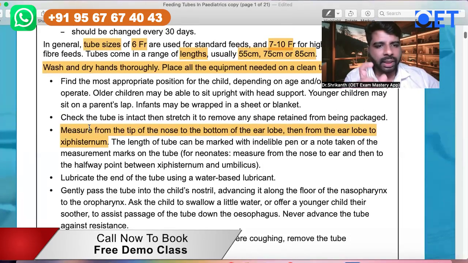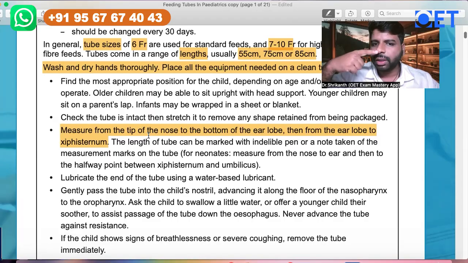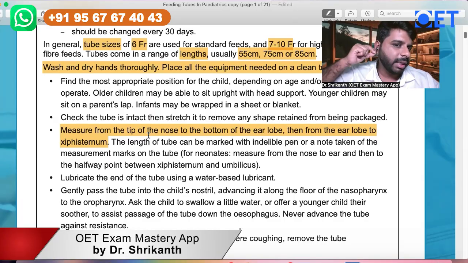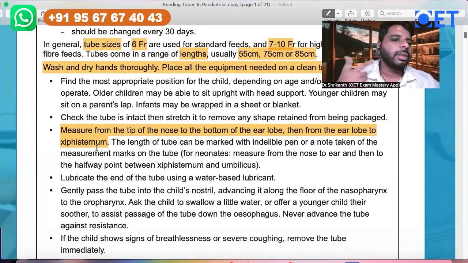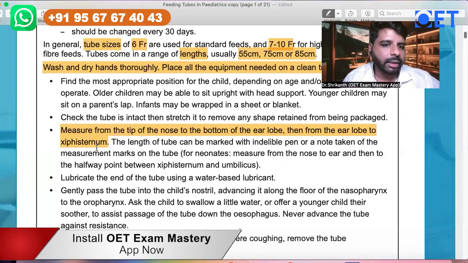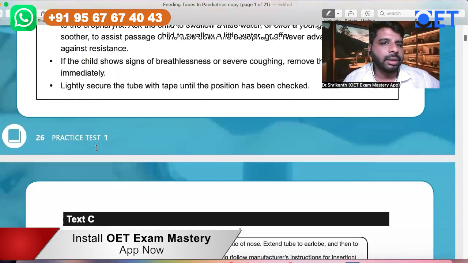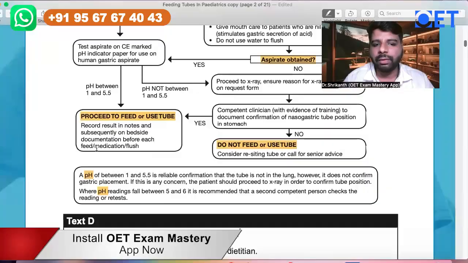And here they have very clearly mentioned how they are supposed to calculate the length. Measure from the tip of the nose. So this is the tip of the nose, right? From the tip of the nose to the bottom of the earlobe. So this is the earlobe, so from here to here they need to measure. Then from the earlobe to the xiphisternum. I don't know what the xiphisternum is, so basically from here to maybe here something, they need to calculate. So this is how the calculation for the length is done, and you have confirmed the answer.